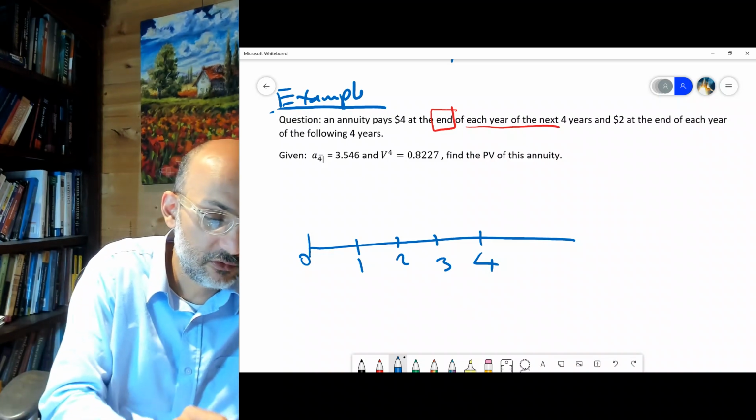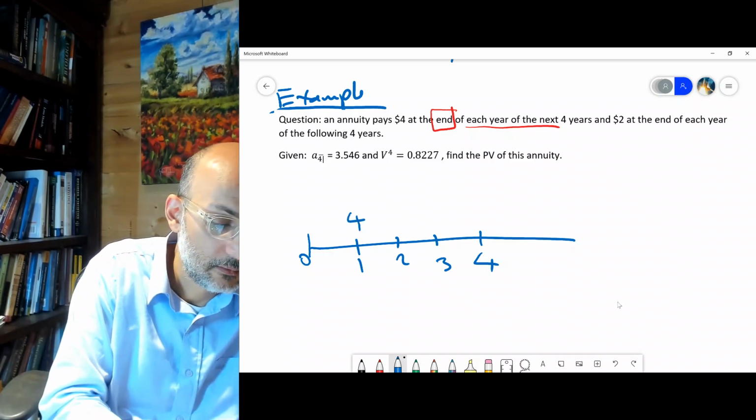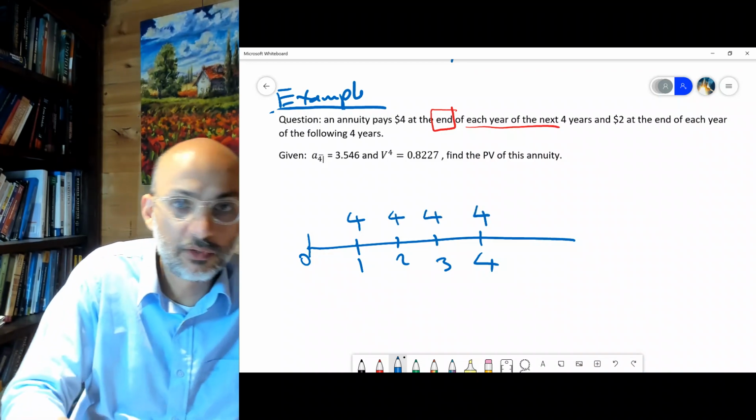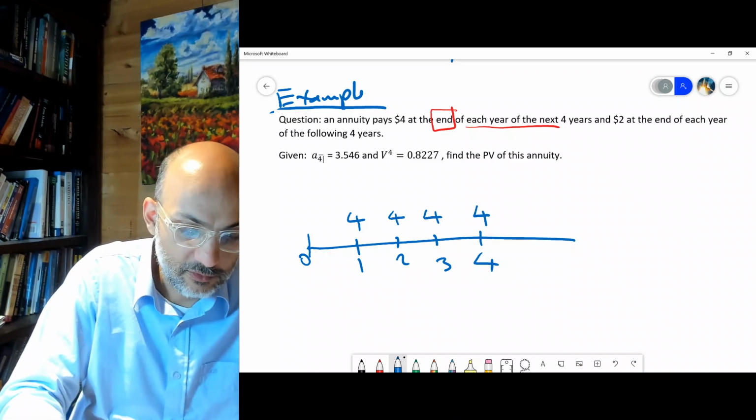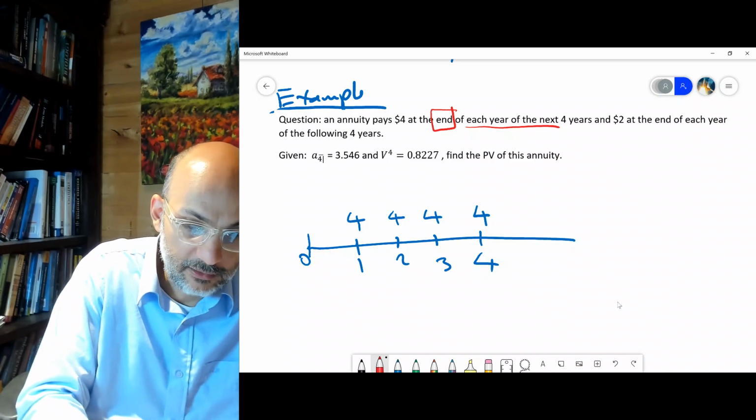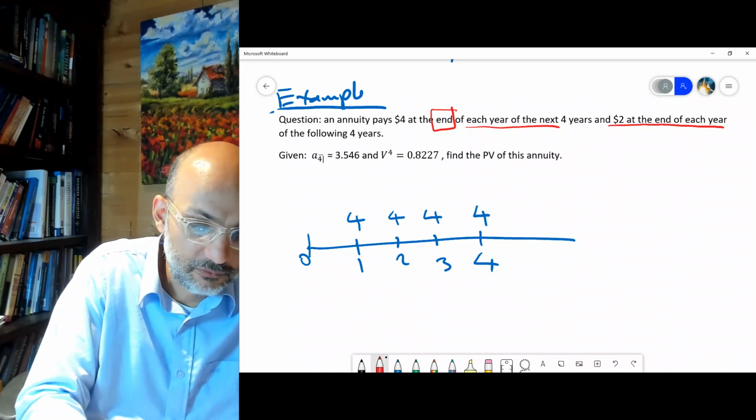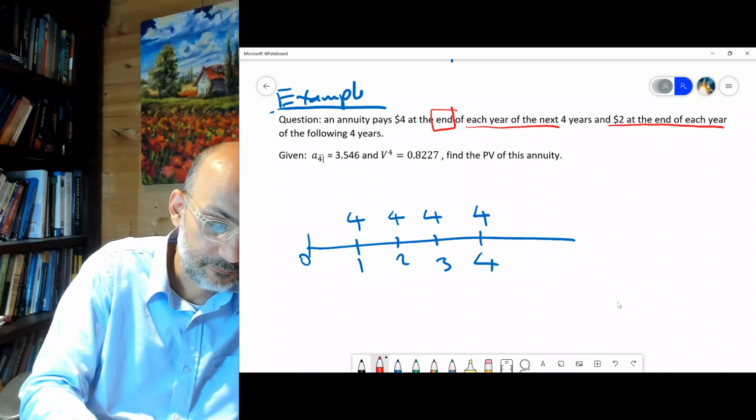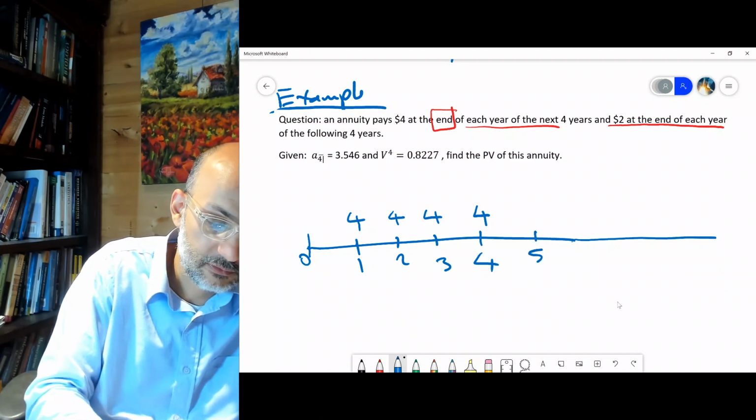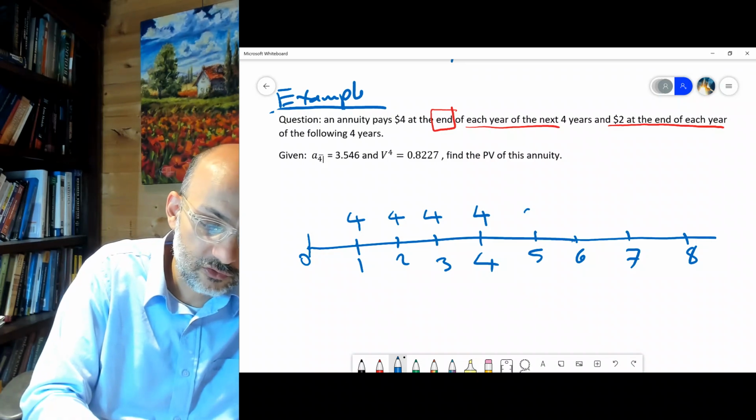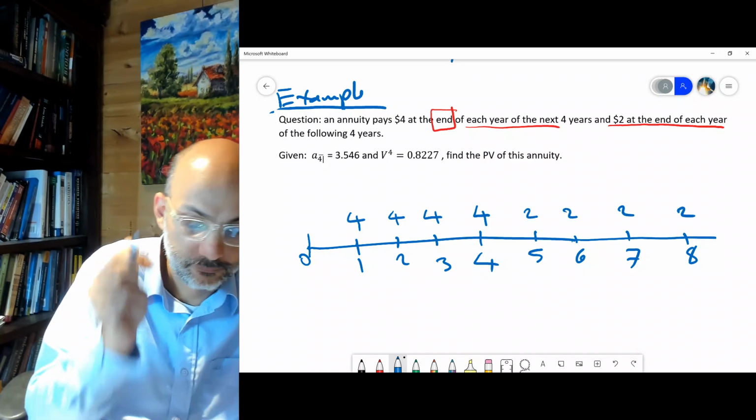that gives you 4 at the end, right? At the end. It's not at the beginning. At the end of each year for the next 4 years: 4, 4, 4, 4. Did we get that? It's straightforward. Let's see what's next. And then $2 at the end of each year of the following 4 years. So we have another 4 years: 5, 6, 7, 8. But this now gives you 2, 2, 2, 2, right? At the end.